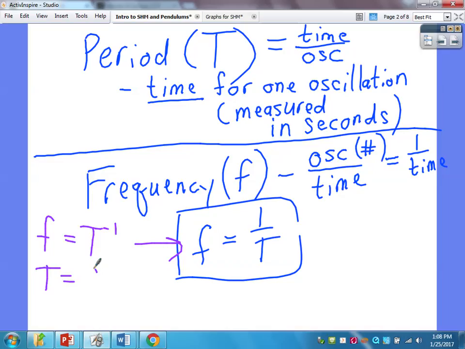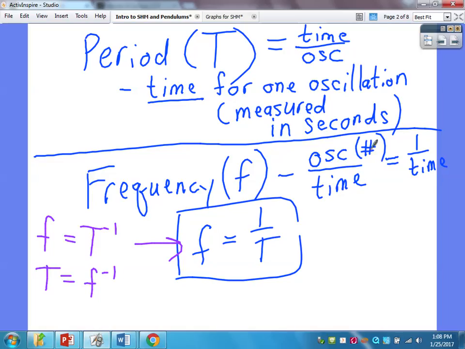Obviously, period will equal the frequency inverted. If we invert one, we have to invert the other, depending on the situation. So if you have one, you have the other. If you know frequency, you know the period. You just have to make sure that you don't get them backwards, which a lot of people do.